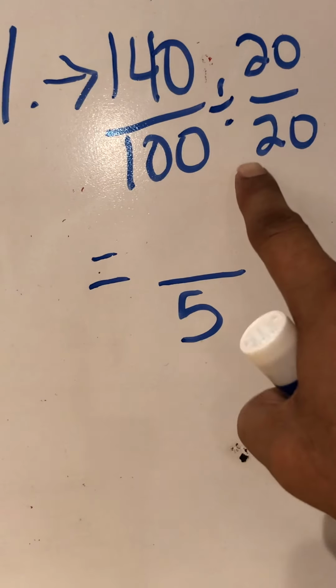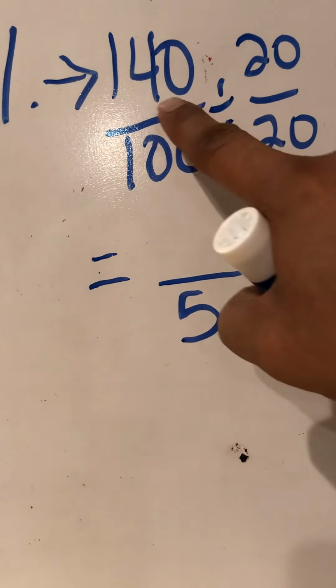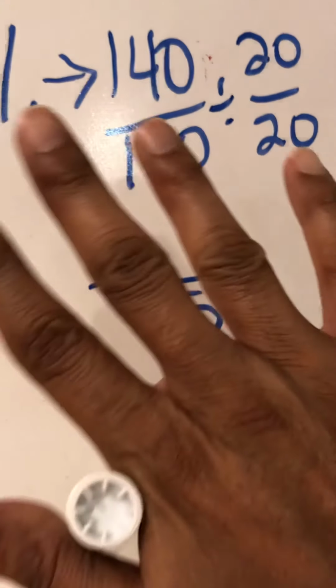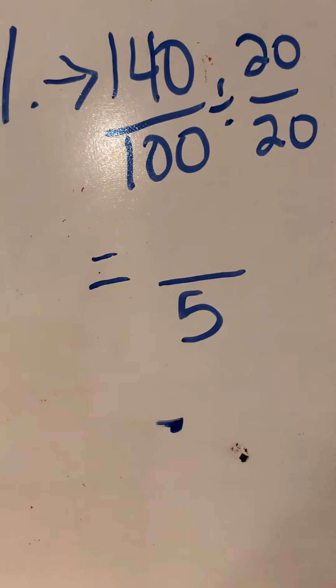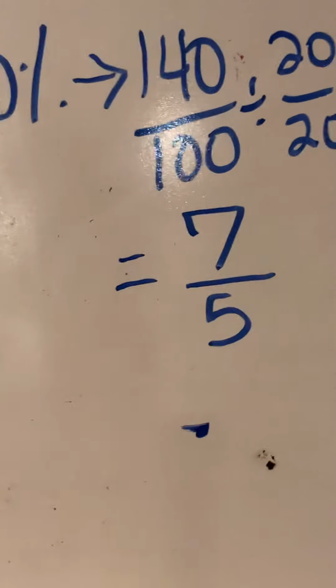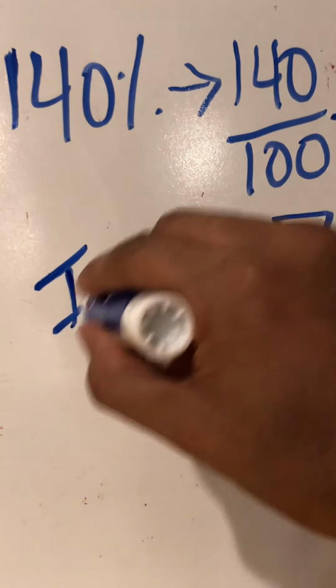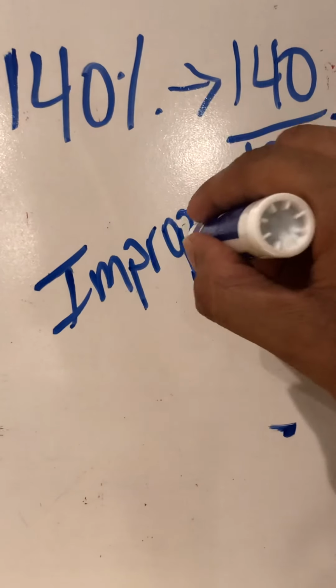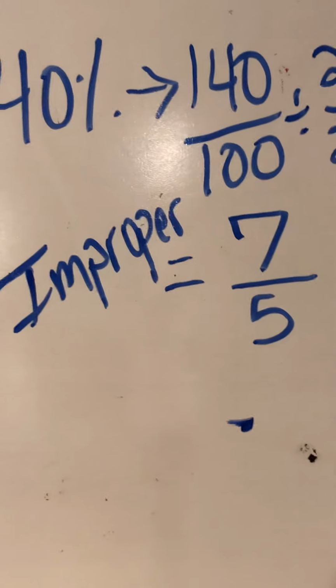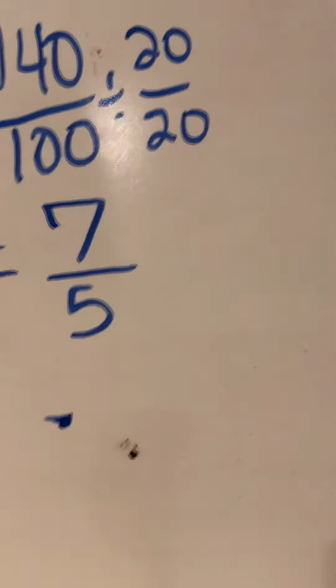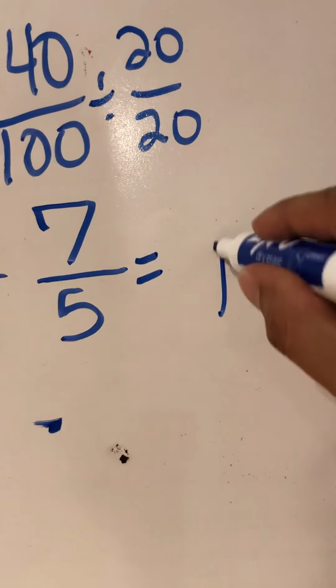So again, how many 20s make 100? 5. So we're at 5 20s, so that's 100, 120, 140. So 2 more 20s make 140, so that makes a total of 7, right? Well, if you notice here, we have what we call an improper fraction, right? Well, what do we do with improper fractions? We can't leave them as improper fractions.